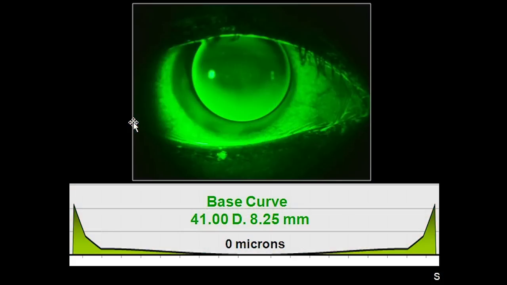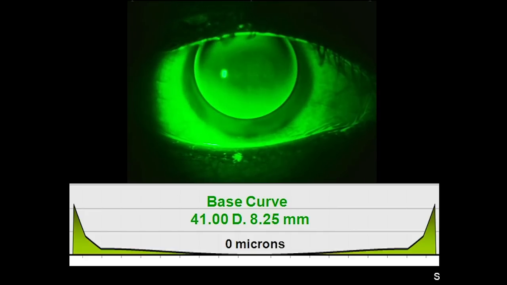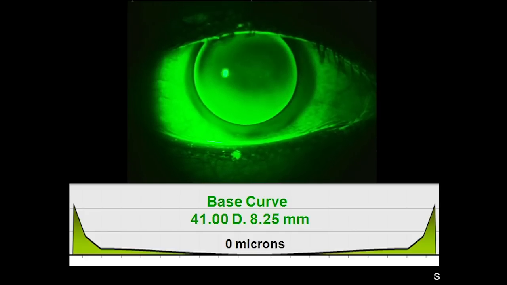So the first lens we have here is a diopter flatter than K. Remember, our K readings are 42 by 44 at 90. Got a 41 diopter lens on the eye. And when we click on this video, you can see that the center of the lens is coming in contact with the center of the cornea.